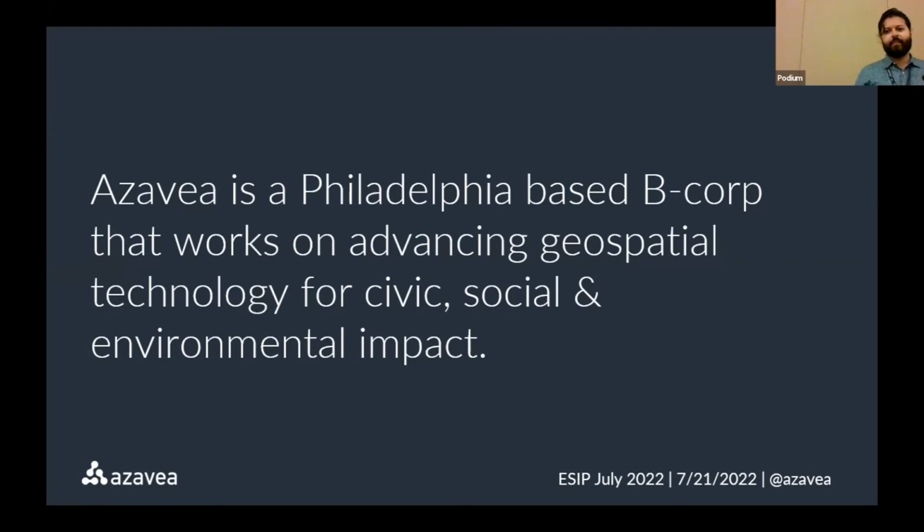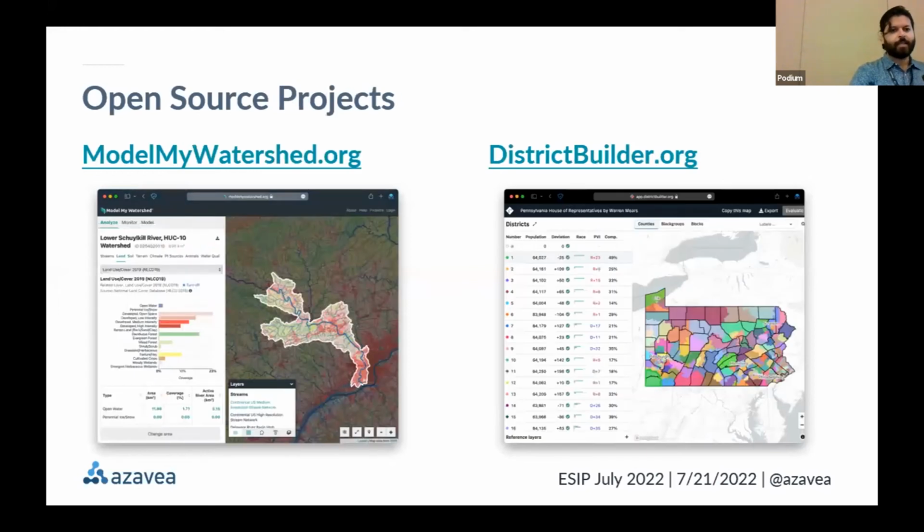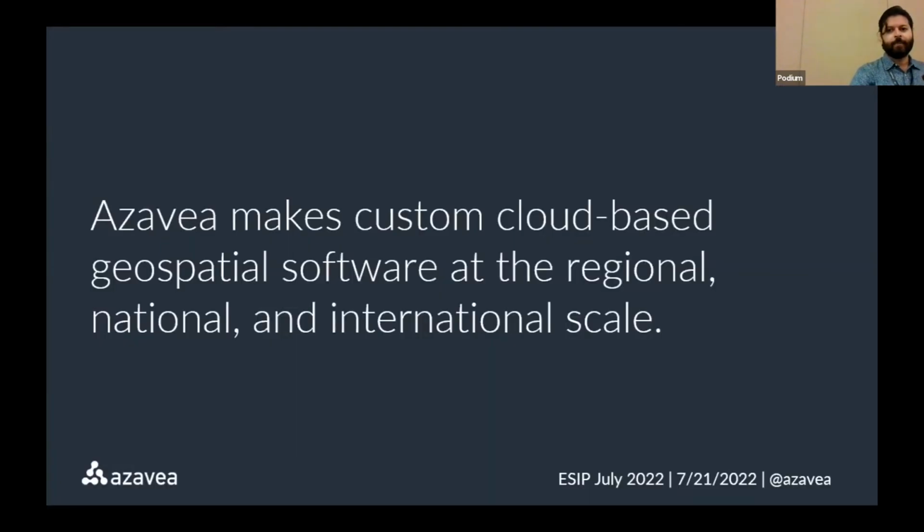Azavia is a Philadelphia-based B Corporation that works on advancing geospatial technology for civic, social, and environmental impact. We've made significant open source libraries like GeoTrellis and Raster Vision, worked on a number of open source projects like Model My Watershed and District Builder, and do custom cloud-based geospatial software development at the regional, national, and international scale.